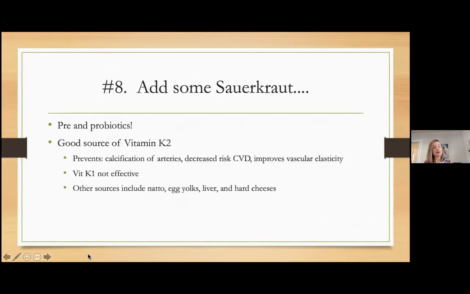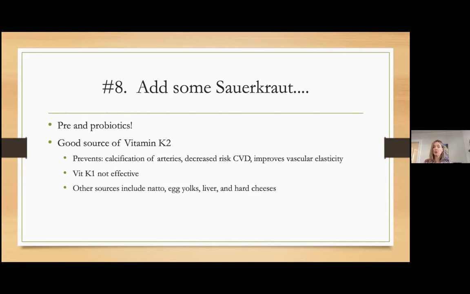Adding in some sauerkraut. So sauerkraut adds in what they call pre and postbiotics, right? It adds in that live beneficial bacteria. It also adds a lot of fiber in. But sauerkraut and some other foods like egg yolks, liver, hard cheeses, they actually provide a good source of vitamin K2. We do make a little bit of K2, but good to get it from outside sources as well.